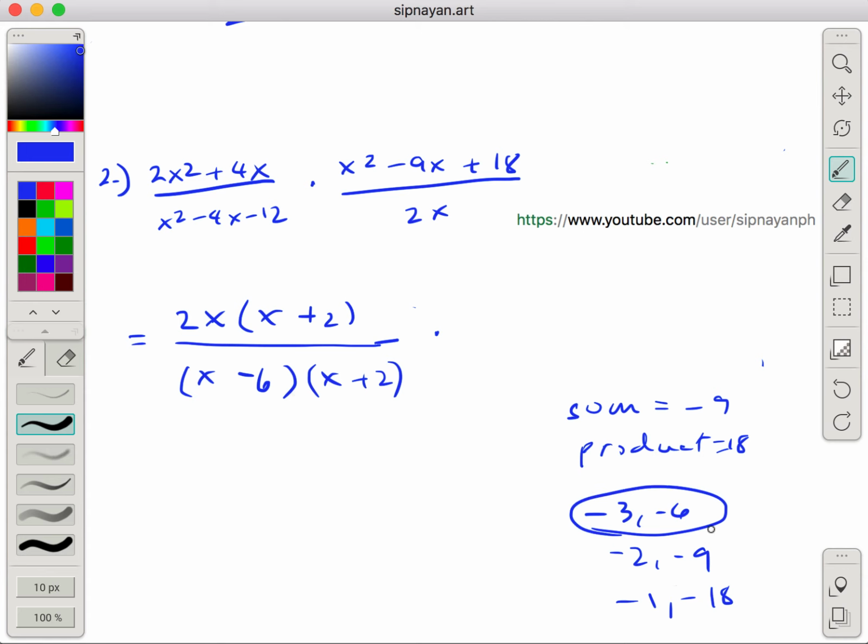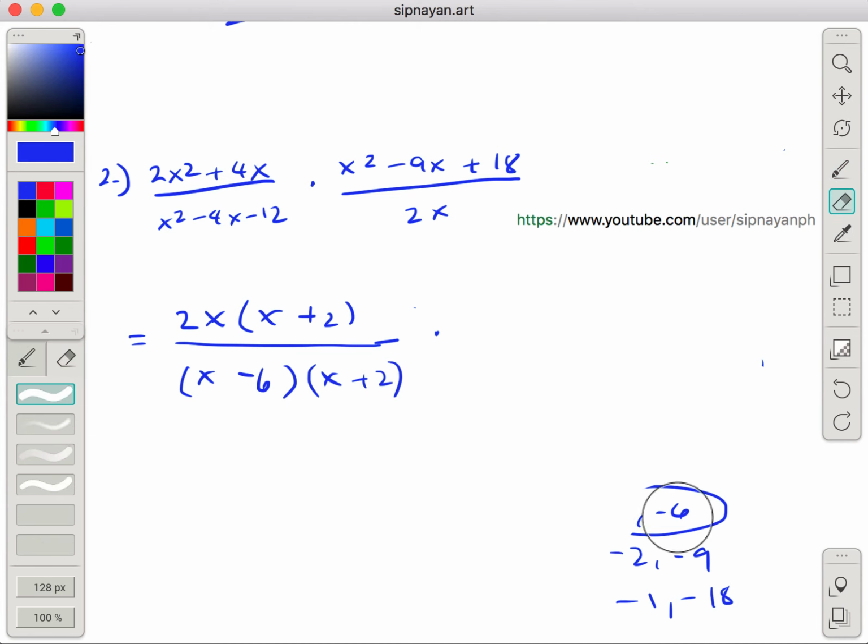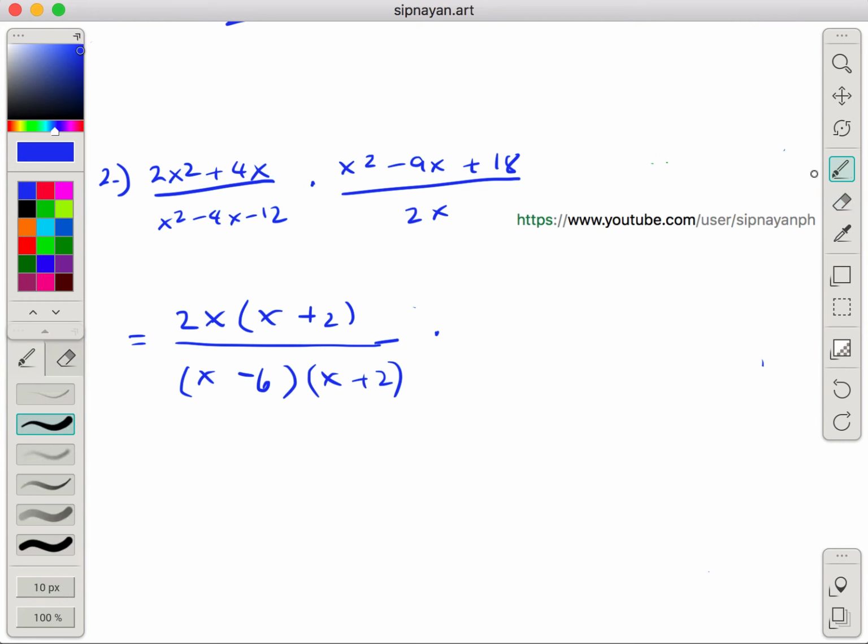So, pwede natin ilista, no? Kung hindi kayo masyadong marunong mag-factor pa. But actually, one look lang dyan. Pag sanay na kayo mag-factor, isang tingin lang dyan, mga few seconds lang, makuha nyo na kagad siya, no? So, we have an x minus 3, x minus 6, divided by 2x.